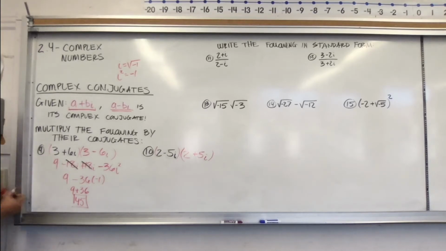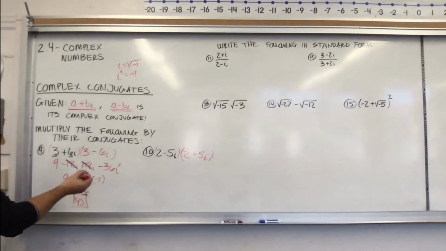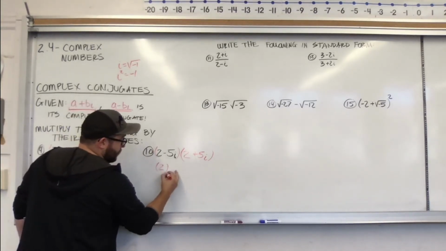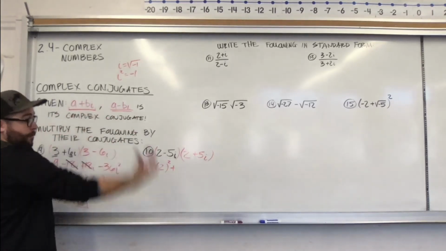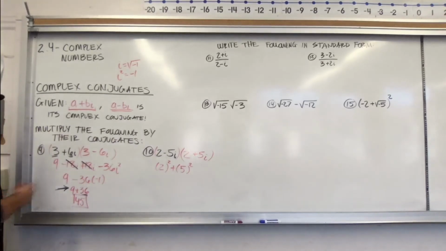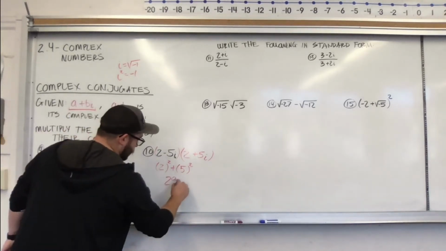Ultimately, at number 9, we end up with 9 plus 36, right? Well, 9 is just the 3, the real piece, squared, and 36 is just the 6, the imaginary piece, squared, and then we add them together to get that 45. Now we can do that same exact thing over here in number 10. We take the real piece, that 2, and it gets squared. We add the imaginary piece, the 5, and it gets squared. And that's 4 plus 25, which gives us 29.